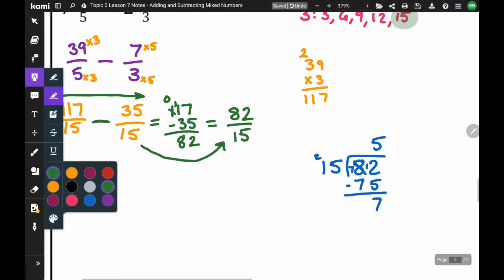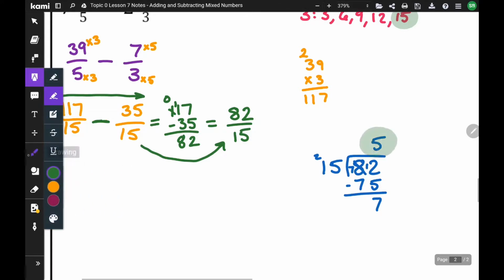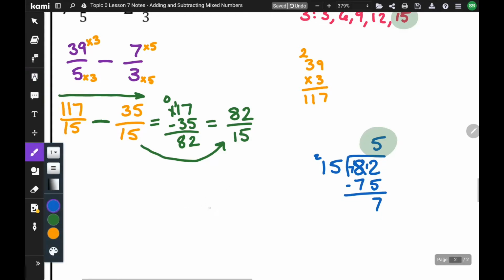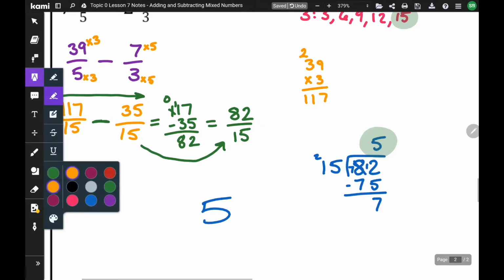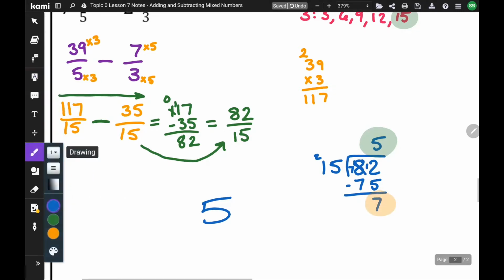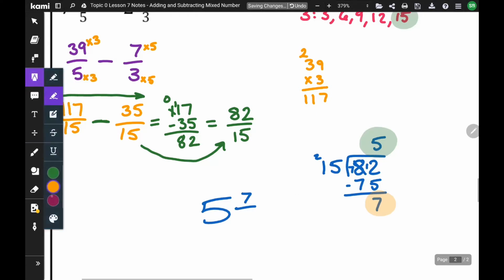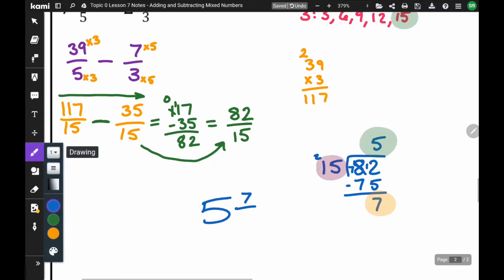Just like last time, our places are going to be the same. My whole number comes from my quotient, the answer here, 5. So my whole number is going to be a 5. My numerator is my remainder. So the 7 down here at the bottom. And then our denominator, as always, will stay the same with this 15.